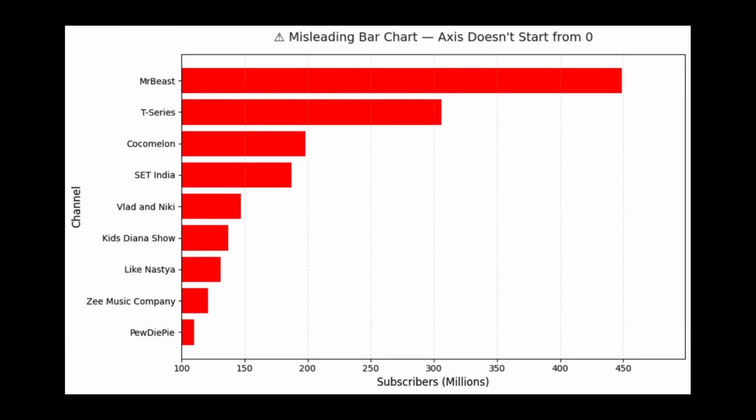Now that our charts look perfect, let's talk about something that can completely distort your message, your axis. Look at this chart where I have started the x-axis from 100 million instead of 0. Do you see the problem here? Now the bars look way more different in length than they actually are. Even though the difference is smaller, Mr. Beast's bar looks thrice as long as Cocomelon. So which is actually misleading.